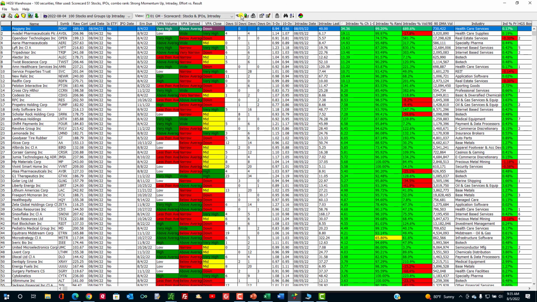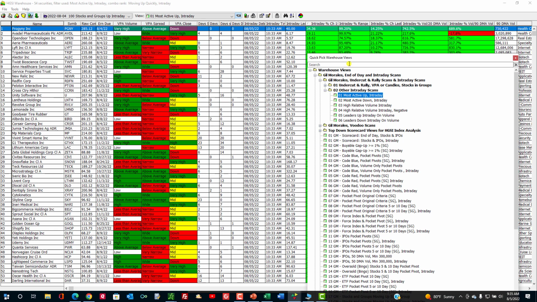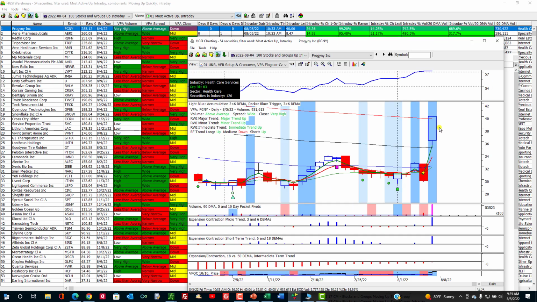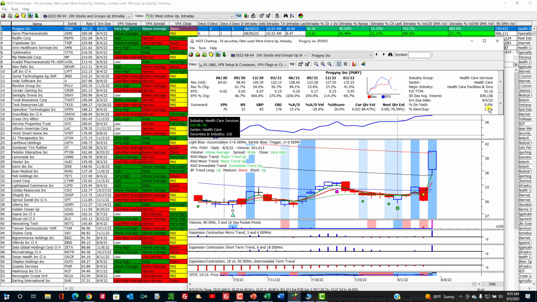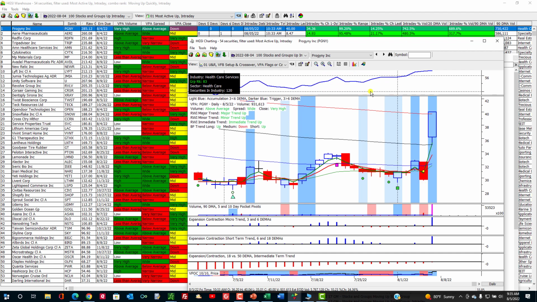Now let's take this same group of stocks, go back to the quick pick, other intraday scans. These are the most active up out of 154 of these pass the filter. So this is where the action is. Look at this. Must be earnings day. Yesterday was earnings, must have been after the market, and you can see that it's moving up sharply. It's in the healthcare systems, and there's 120 stocks in this group.